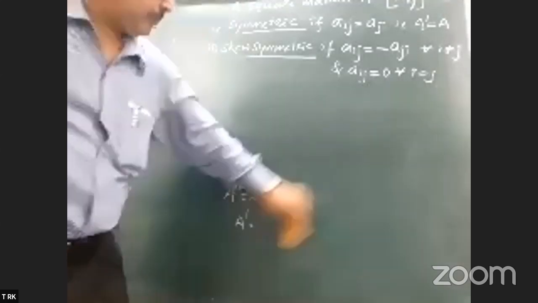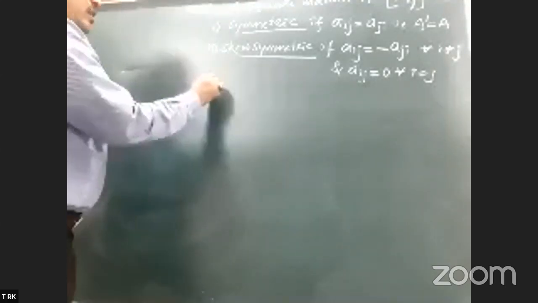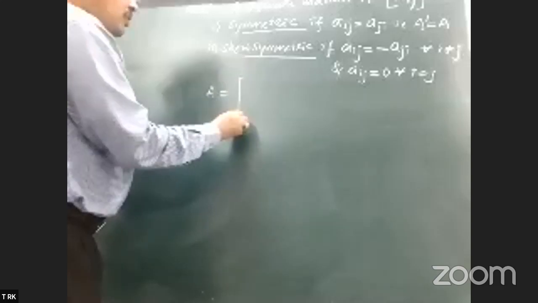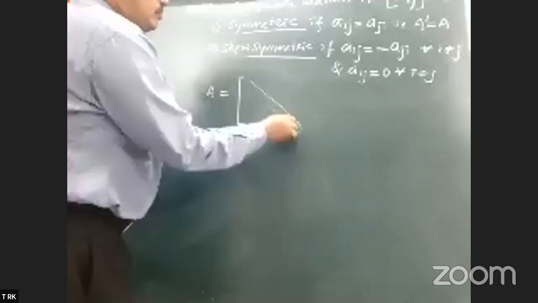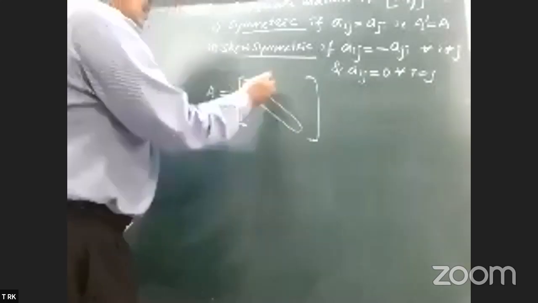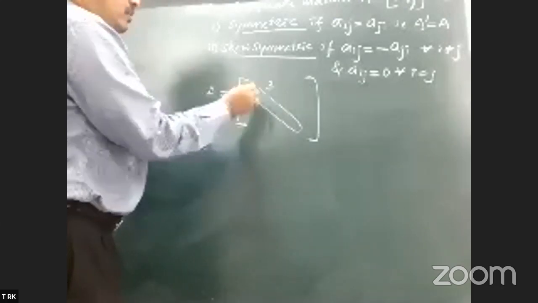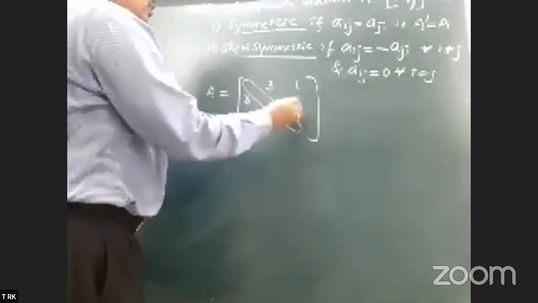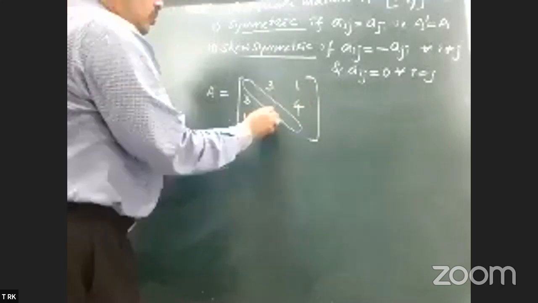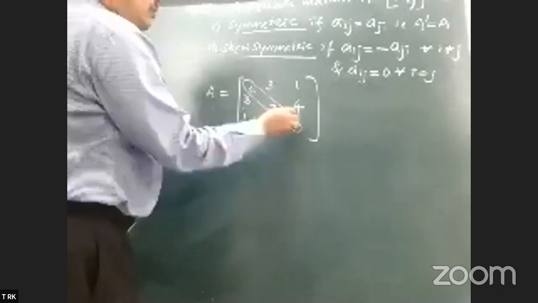So tell me, what is the variety for this matrix here? 3, 3, 1, 1, 4, 4, 6, 7, 8.